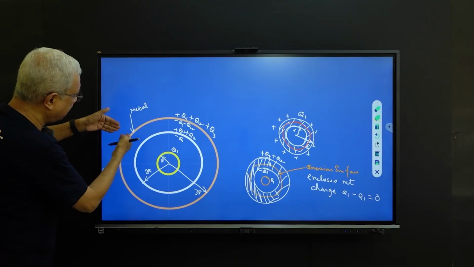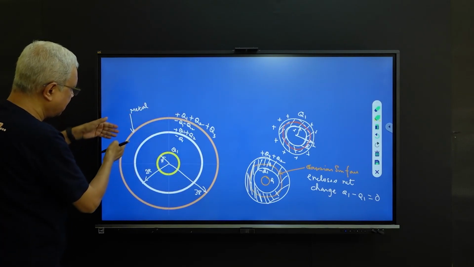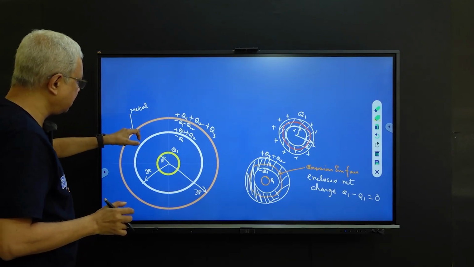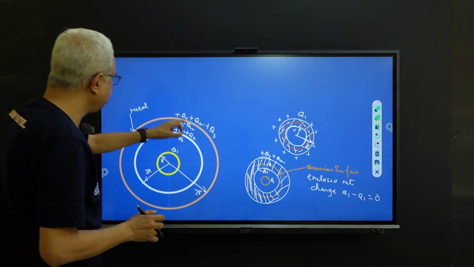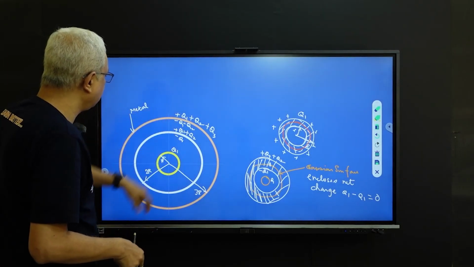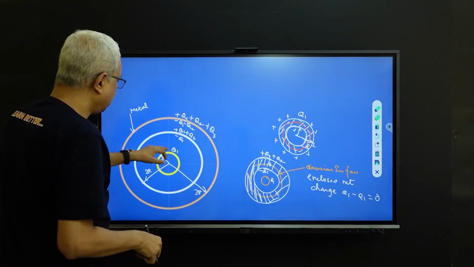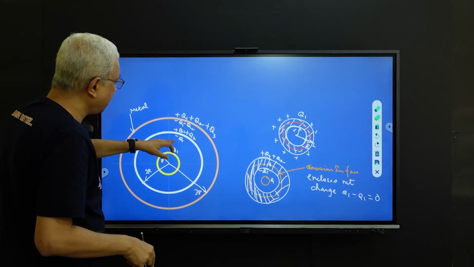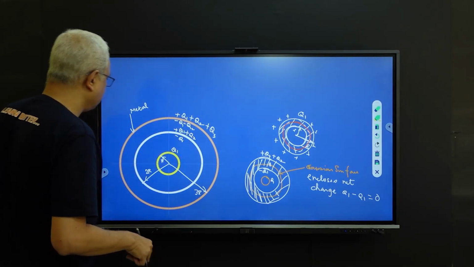That means if you consider the outermost spherical cell, the region bounded by its outer radius and inner radius is the metallic region, and such a charge distribution ensures that there is no field in the metal region of the outer shell, because it encloses net charge which is 0: Q1 minus Q1 plus Q1 plus Q2 minus Q1 minus Q2.